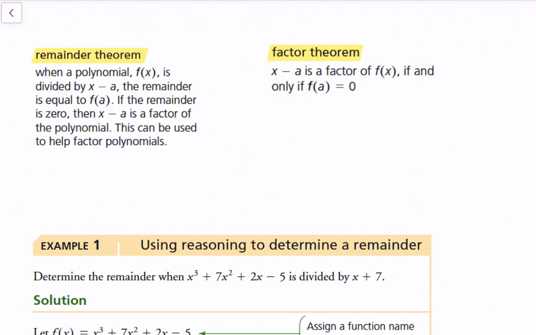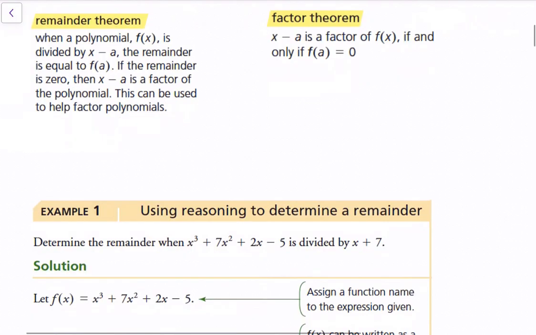The factor theorem tells us that x minus a is a factor of f of x if and only if f at a is equal to 0. So you can see how the remainder theorem and factor theorem fit together, right? If x minus a gives us 0, that means that a value will be a factor of your polynomial. Okay, so let's look at this more in depth.